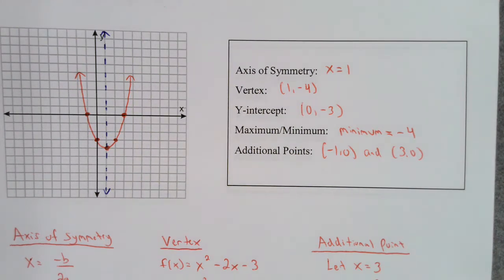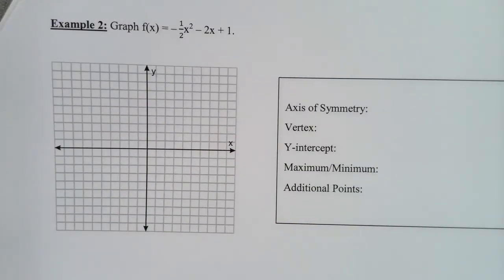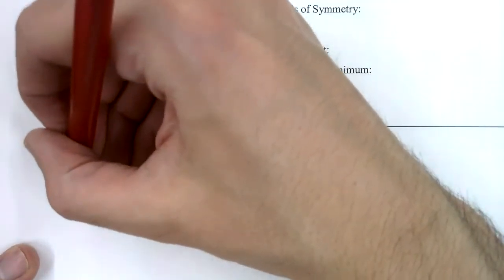So we're going to follow the same steps for all of these. So I'll go a little faster as we move through them. But I have 3 more examples. So this one has fractions, though. Oh boy. Here we go. Same process. Axis of symmetry first. Always do the axis of symmetry first, then the vertex.